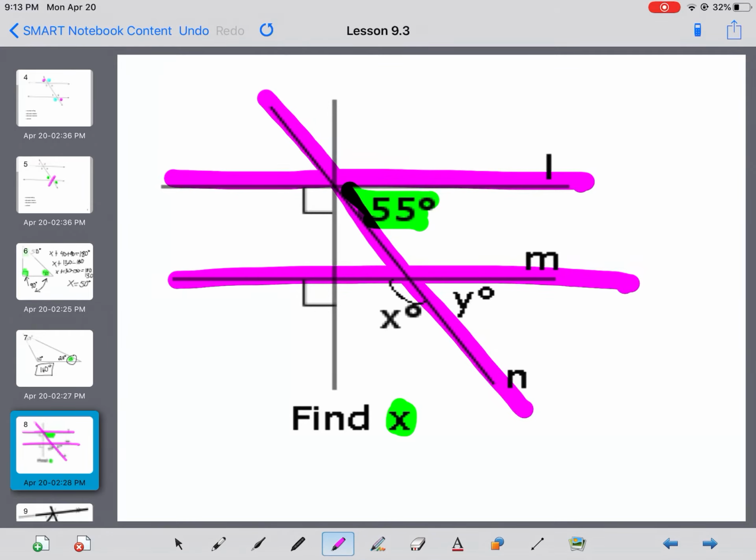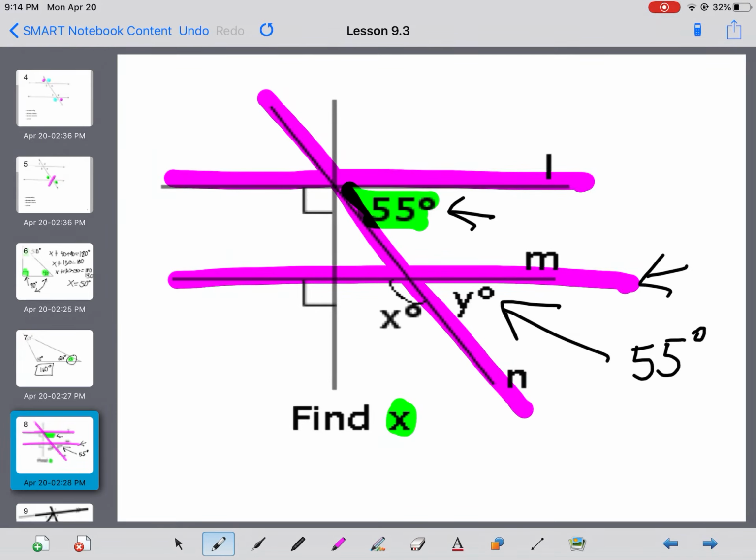So that means if I were to shift angle Y up, it would actually be corresponding with my 55 degree angle. Remember, this is the one where we can just shift it up and we can see if we were to slide our parallel line up, they would match. So therefore, I know that angle Y is 55 degrees.